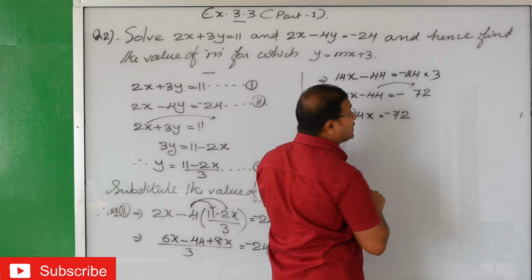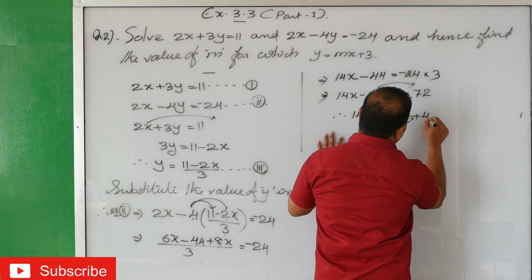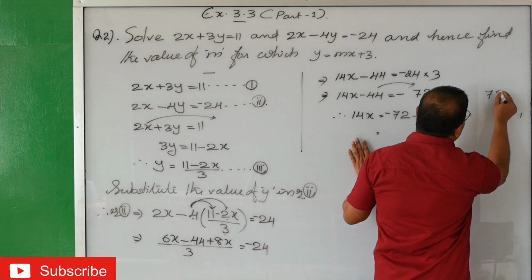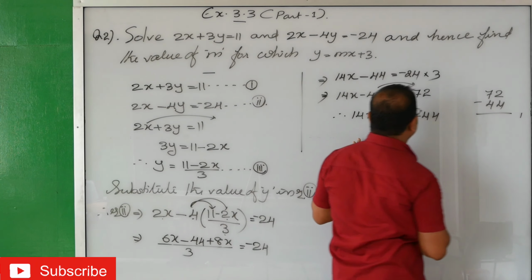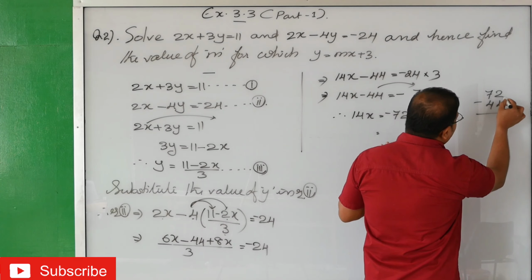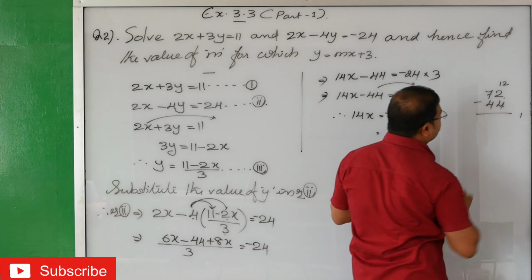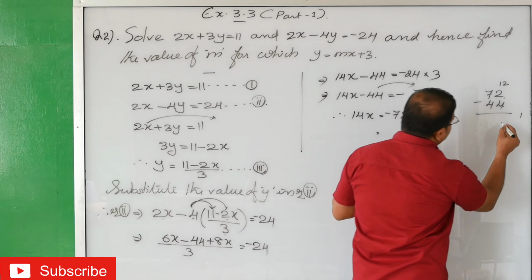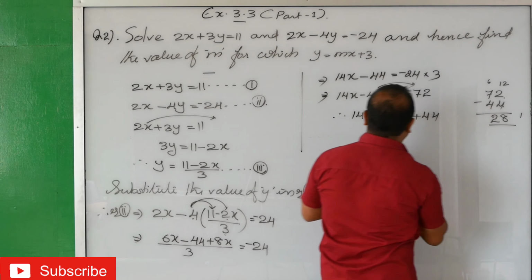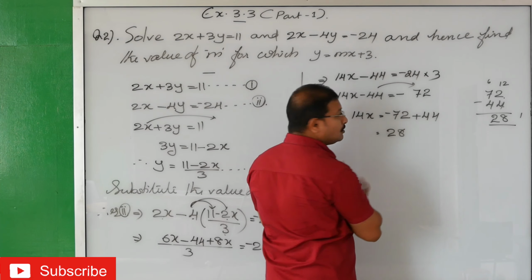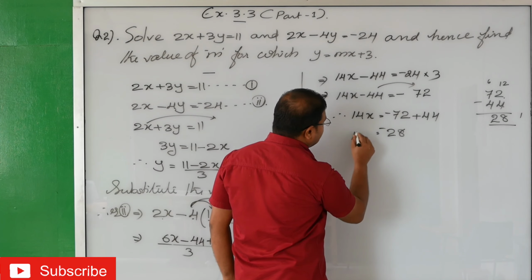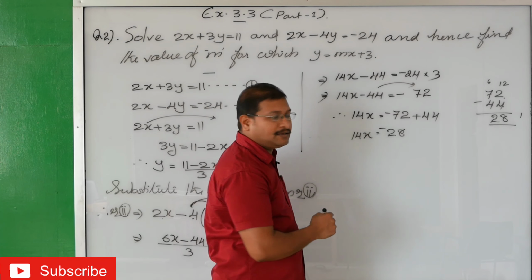This minus 44 goes to the next side, plus 44. Now, plus and minus, what will you do? Minus. That means 72 minus 44. See, 4 minus 2, we cannot. So, we'll borrow from here. Then it will be 12 minus 4, that means it will be 8. And here it will be 6. 6 minus 4, that is 2. That means we got 28. But we know that the bigger number is 72, it is minus. That's minus 28. That is 14x equals minus 28.